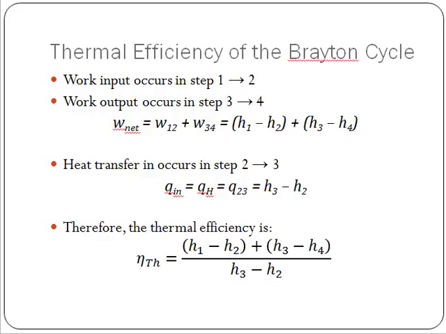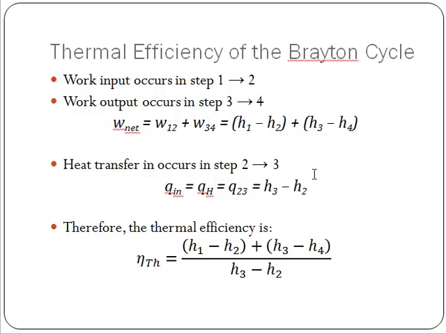If I look at the specifics, work input happens in steps 1 to 2. That's what compression is. It requires power. Work output happens in steps 3 to 4. That's the turbine. Usually we analyze them jointly because they really are turning jointly. So in that case, the work from 1 to 2 plus the work from 3 to 4 is my net work. Remember from the first law, it's going to be enthalpy in minus out. So for the compressor, in is 1, out is 2. For the turbine, in is 3, out is 4. Add those together. That will get me my net work.